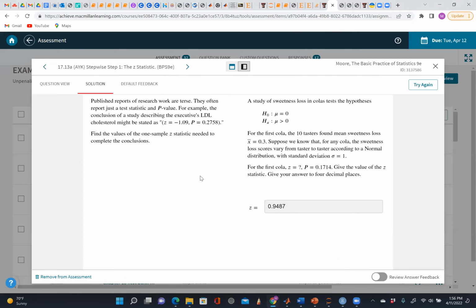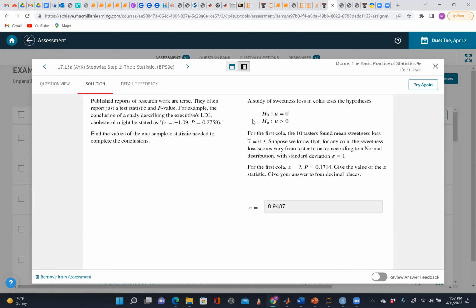Okay, so the next problem is also about hypothesis tests. In published reports of research work, authors often report just a test statistic and p-value. For example, the conclusion of a study describing executives' LDL cholesterol might be stated as: the test statistic is negative 1.01, and the p-value is 0.2758. Find the values of the one-sample z statistic needed to complete the conclusion.